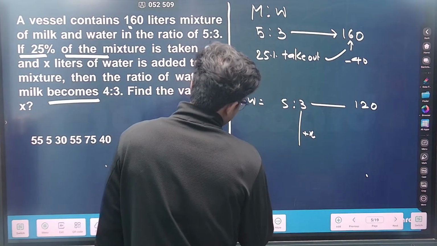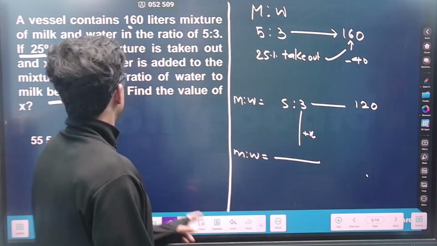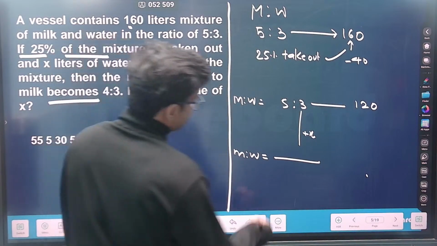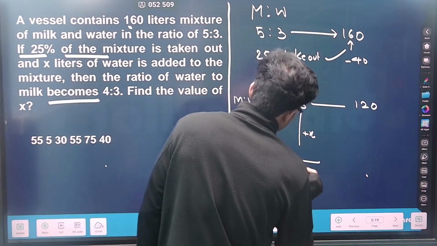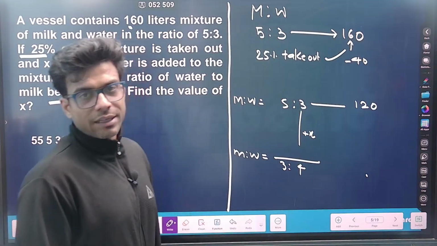So now here it is milk to water. Now you are saying water to milk is 4:3. Then this will be how much? 3:4, right? Then this will be 3:4. I hope you are getting the point.